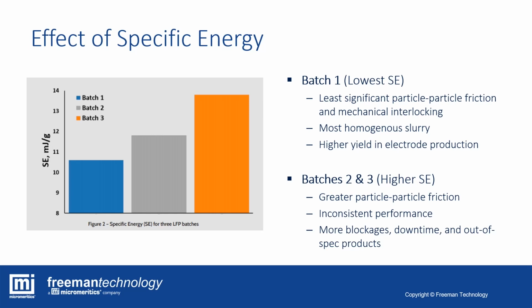By using these results, we can establish quality control criteria for specific energy so we know whether or not the incoming materials will homogenize in a slurry and thus produce a high yield product. With this quality control criteria established, we now know that any incoming materials which yield a specific energy value below this criteria will produce high yield in electrode production and form homogeneous slurries.